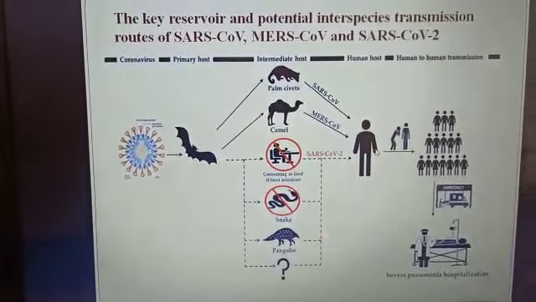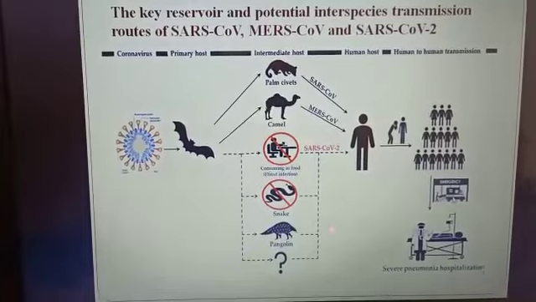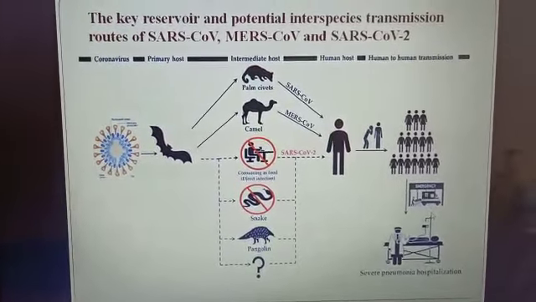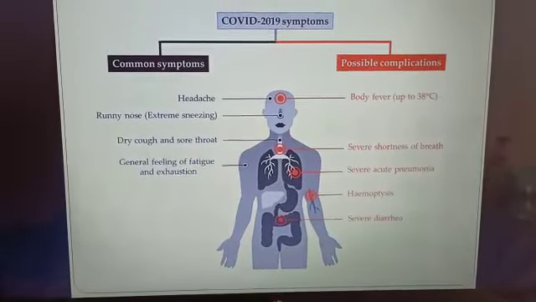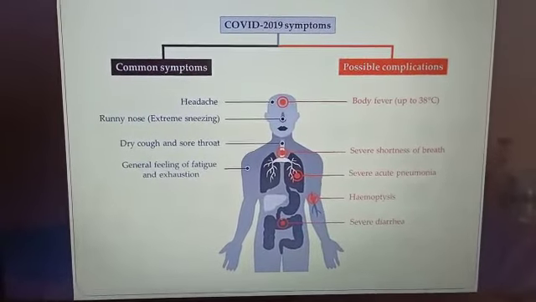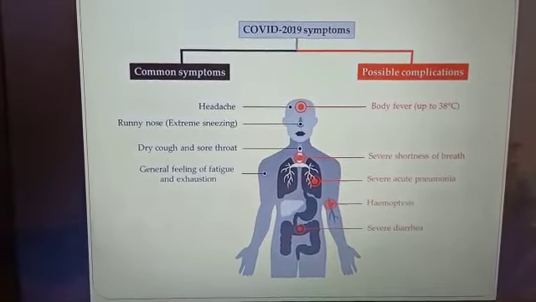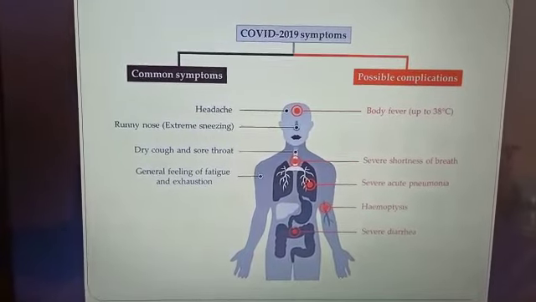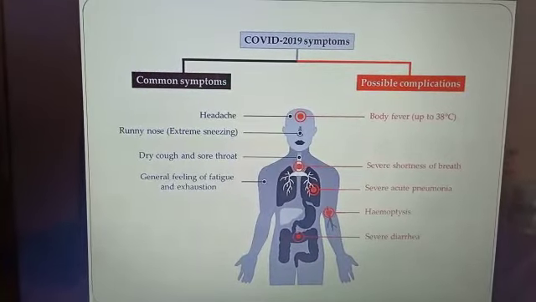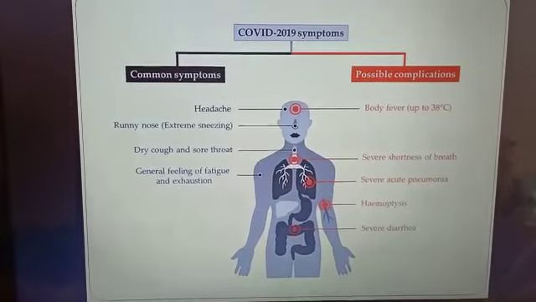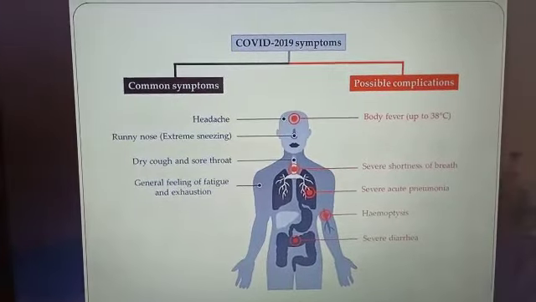After the infection, it is transmitted from one person to several, and then immediate emergency treatment and hospitalization are required. The symptoms given by the WHO in a human being are: common symptoms are headache and body fever, with temperature rising above 38 degrees centigrade, runny nose, dry cough and sore throat, a general feeling of fatigue and exhaustion, severe acute pneumonia, hemoptysis, severe diarrhea, and severe shortness of breath.